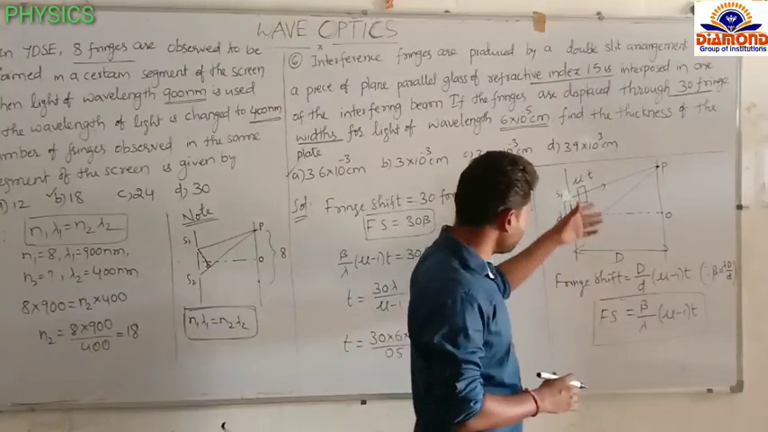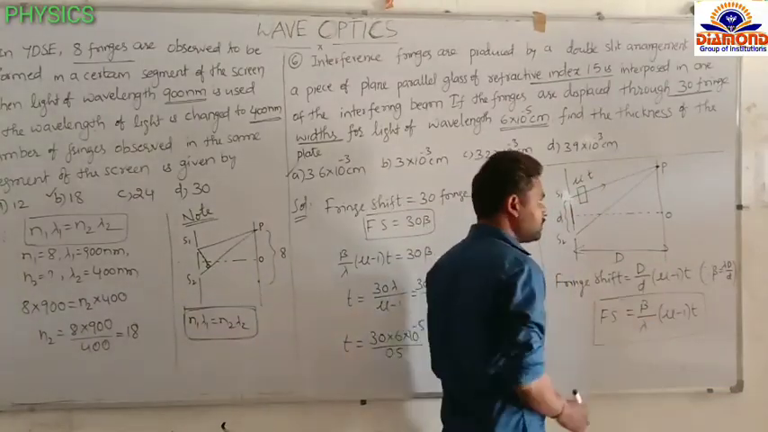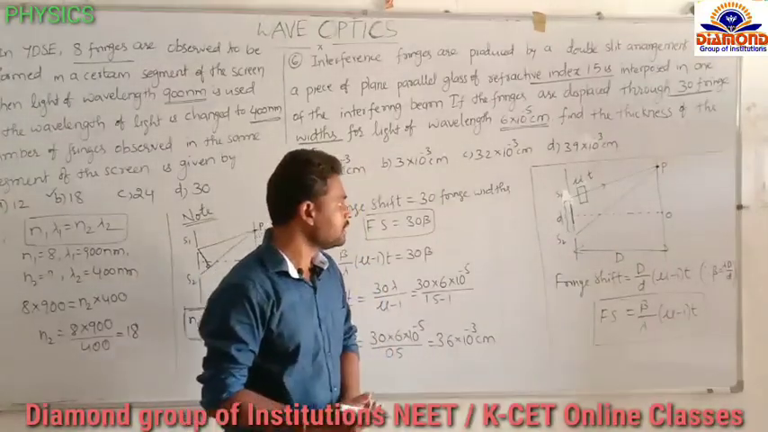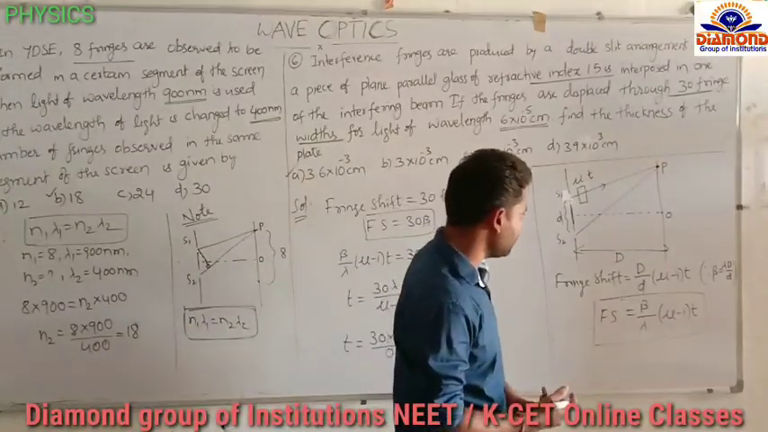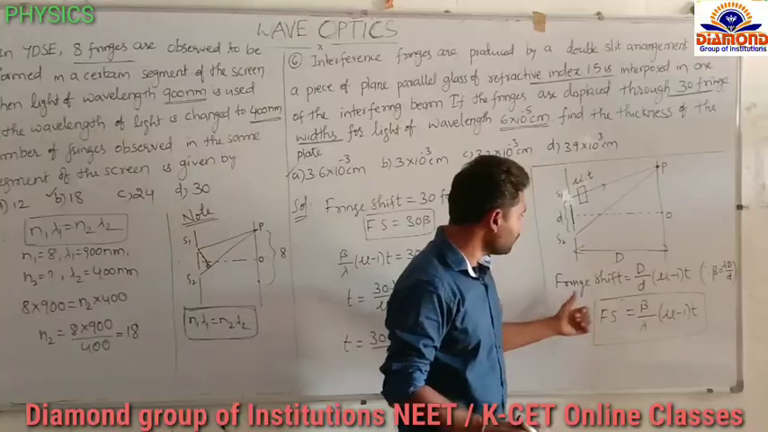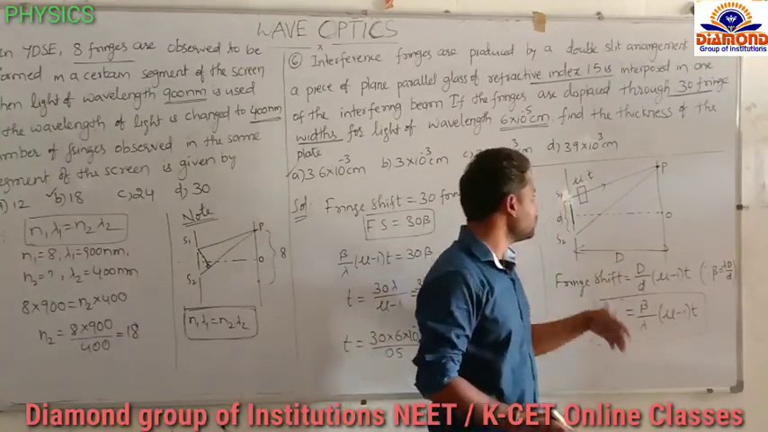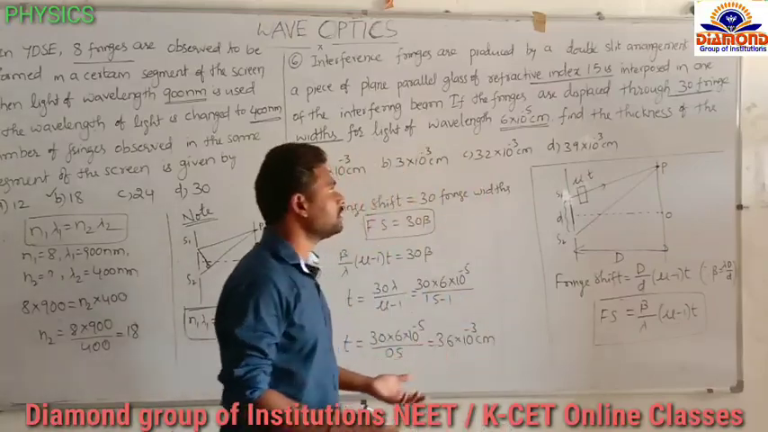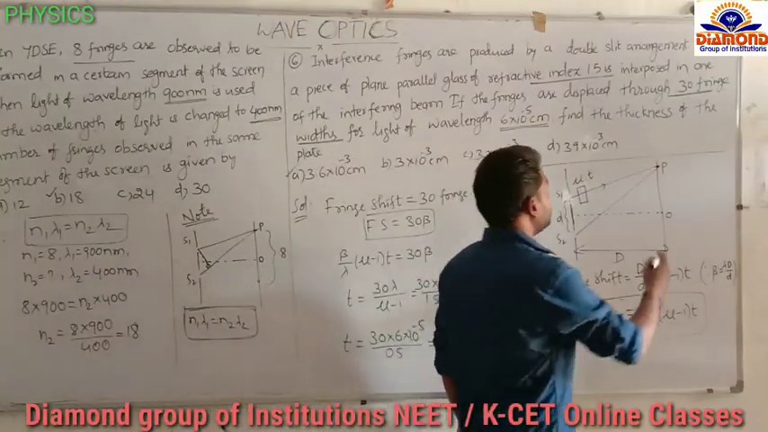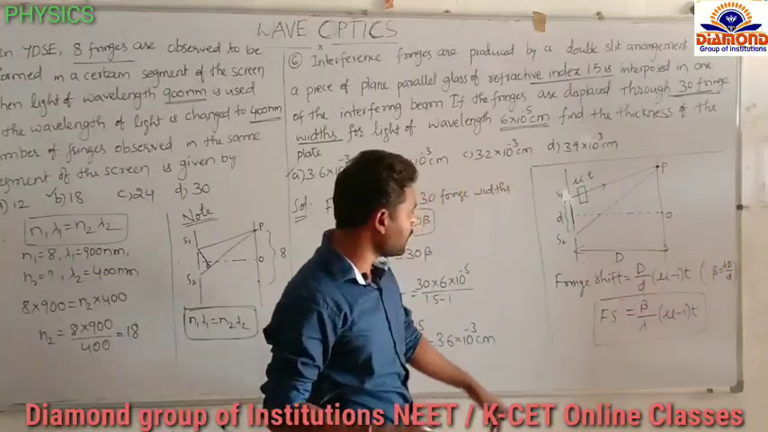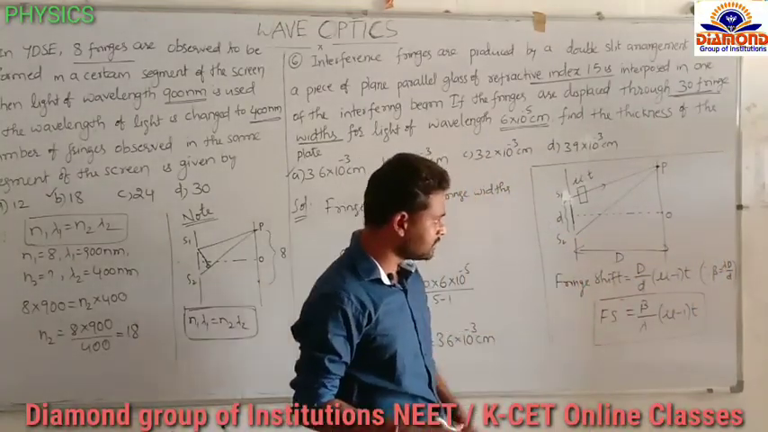So now I am writing the direct formula here. Remember this one. There is only one month of time in front of you, so it is not possible to discuss derivations here. So remember the formula: fringe shift equal to capital D by small d into (mu minus 1) into t. In the question they have given 30 fringes shifted, in terms of the fringe width. So I am going to write this fringe shift formula in terms of the fringe width.